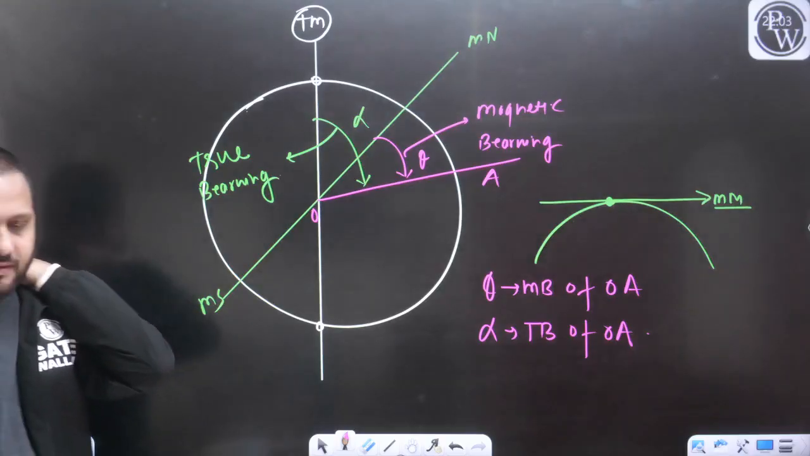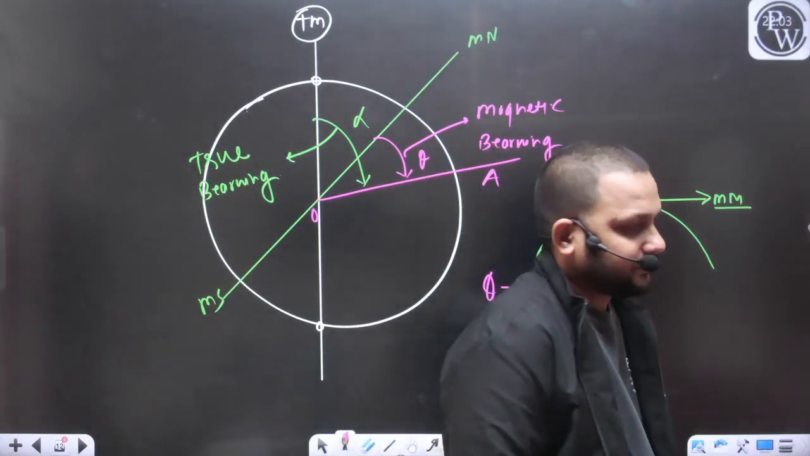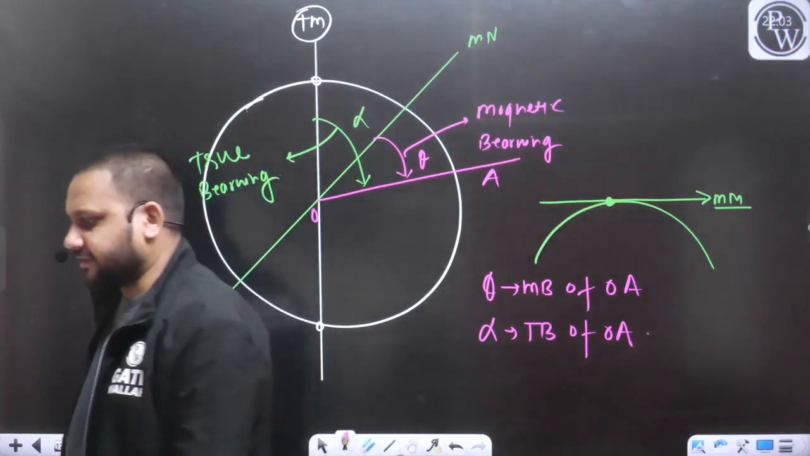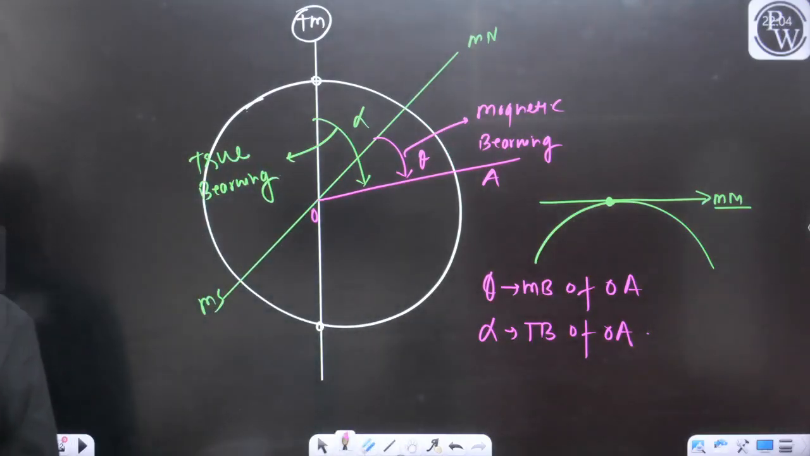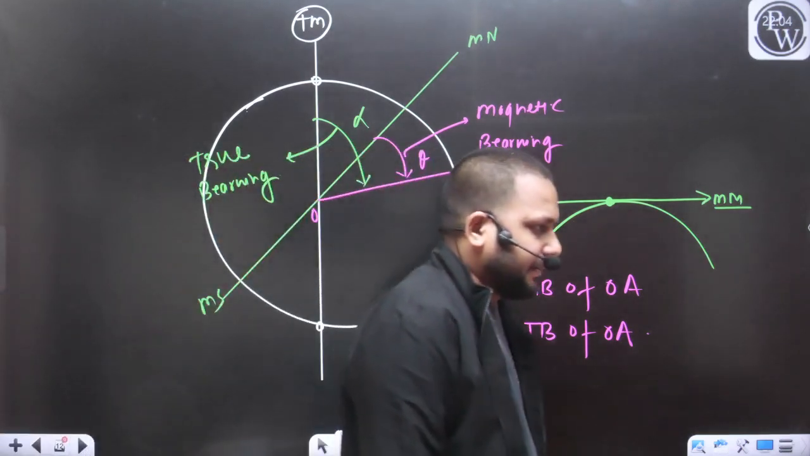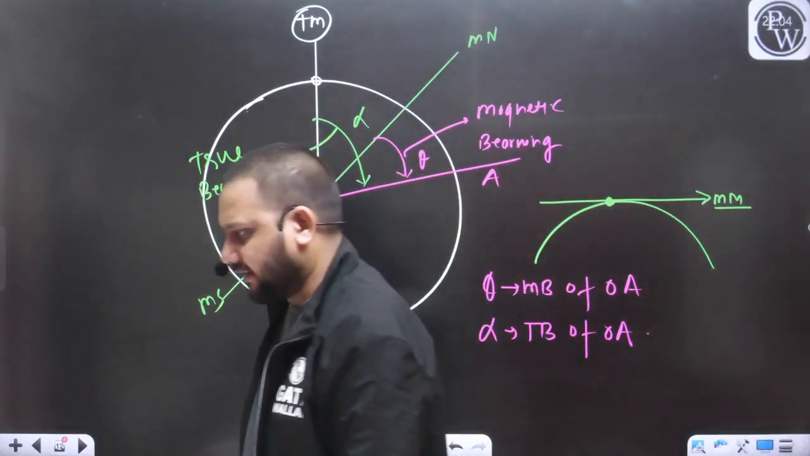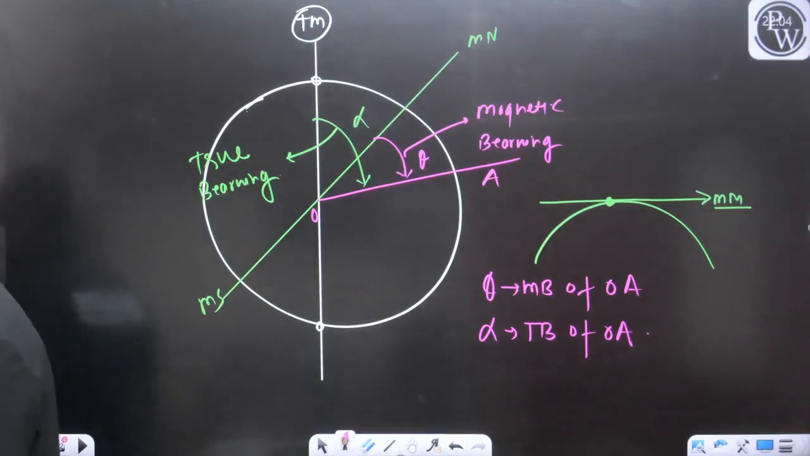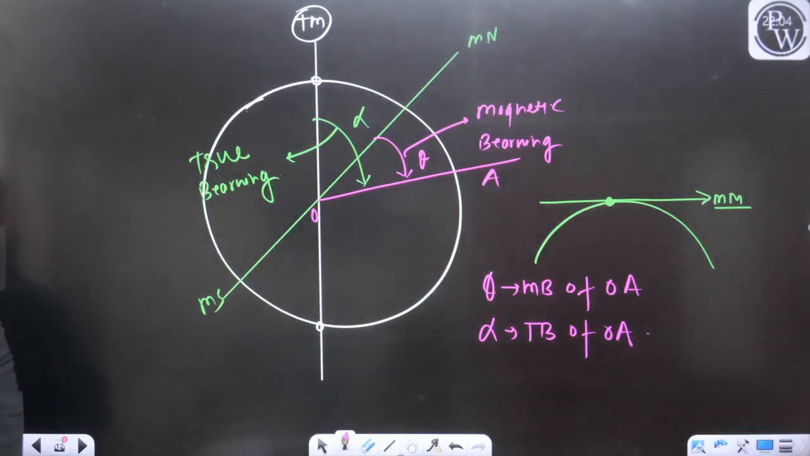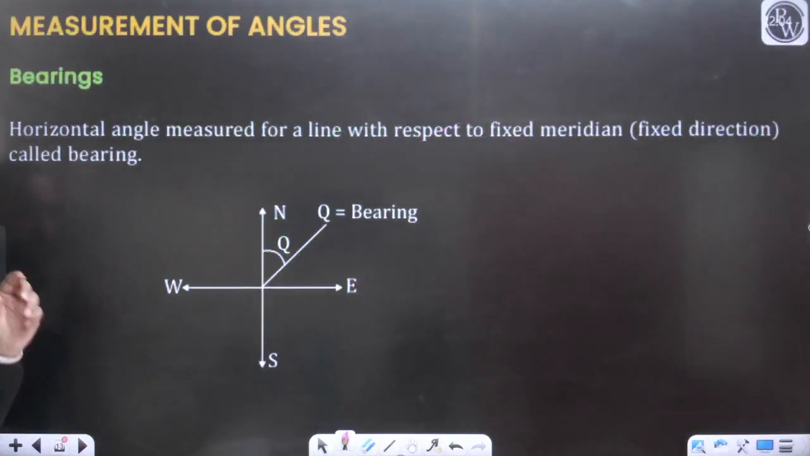Dadan, now your doubt is clear? How we are defining the true bearing, how we are defining the magnetic bearing, how we are defining the true meridian, how we are defining the magnetic meridian. Now I think this point is clear to everyone. Now can we move further? Okay.